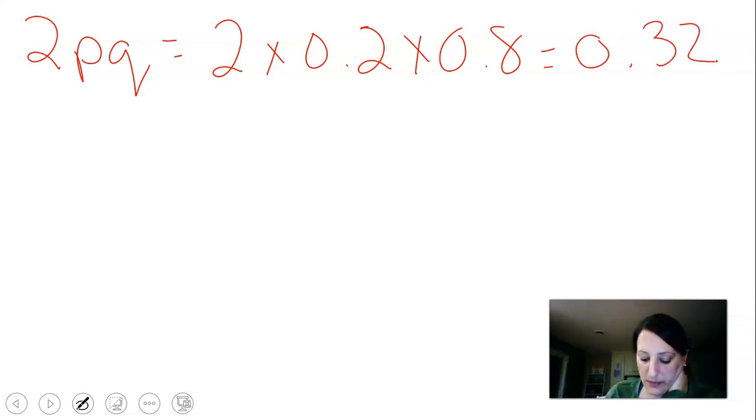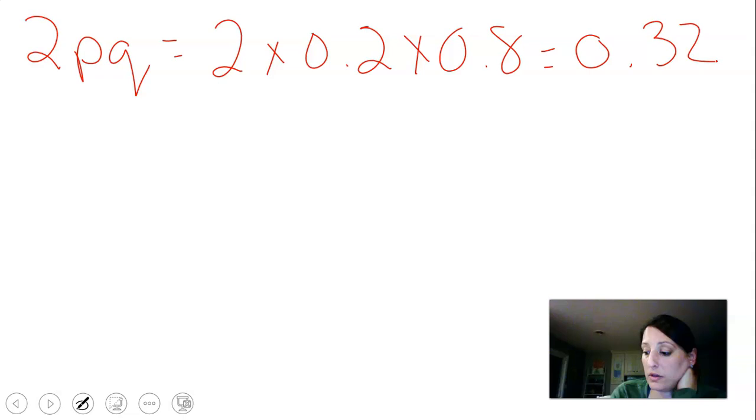So the frequency of carriers is 0.32. The percentage of carriers is 32%. But I want to know the number, right? Because it doesn't ask you for a percentage. It says how many carriers. So I have to have the number of carriers. So how do I do that?